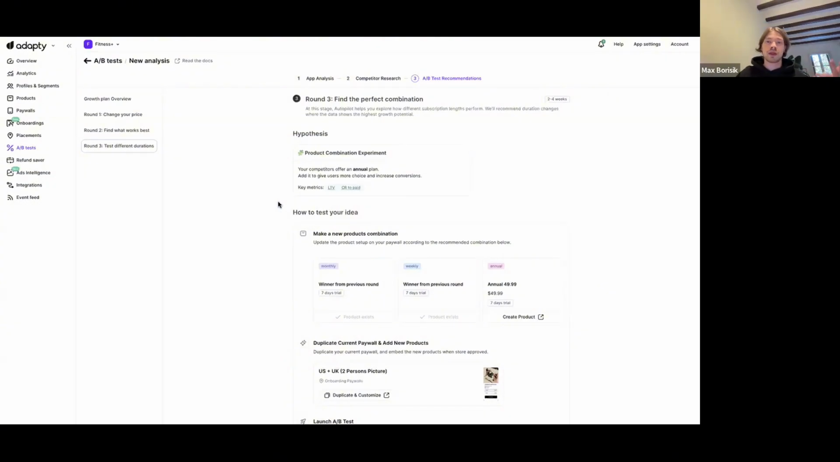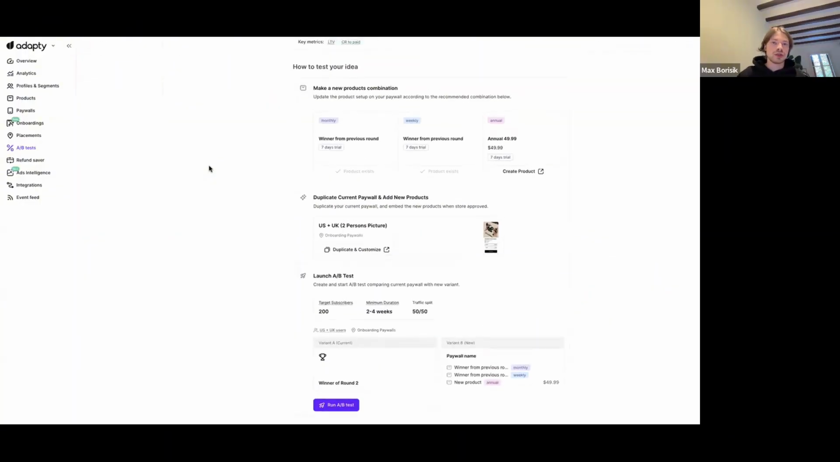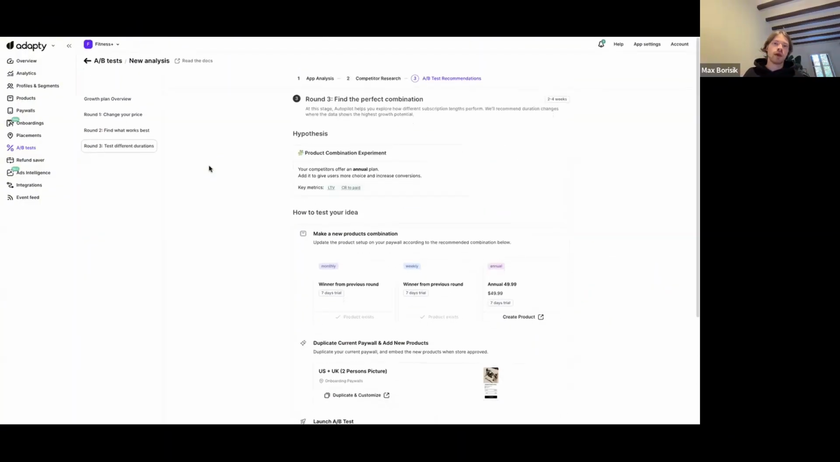And every app can get the analysis and get the recommendation and launch their first A/B test straight from the Autopilot. So my idea was to really give more hypotheses to people and to make the process of launching the A/B test as smooth and as easy as possible. And that's where we're trying to go, and that's what we're trying to achieve. So I think the idea I wanted to share with you behind the Autopilot looks like that.